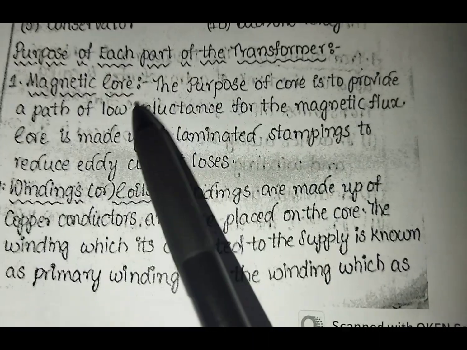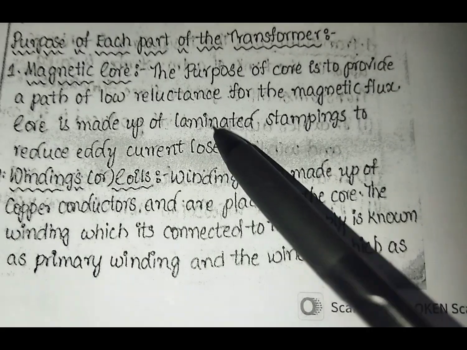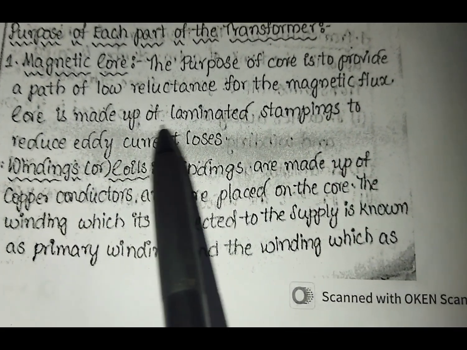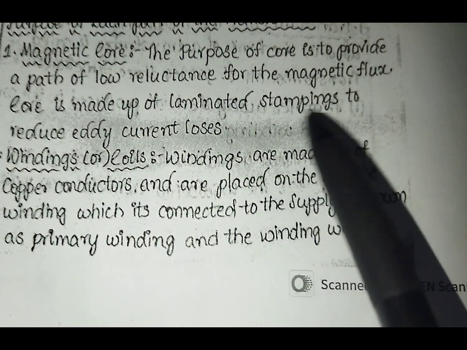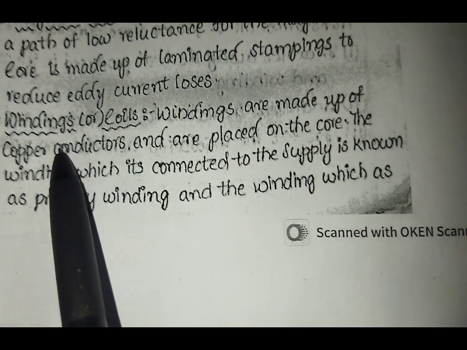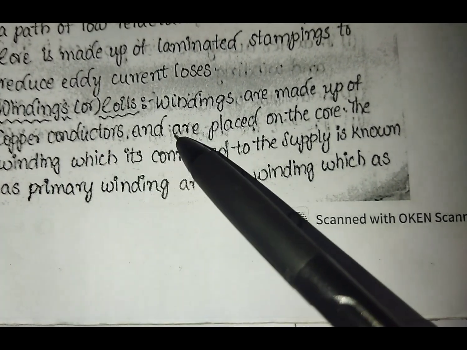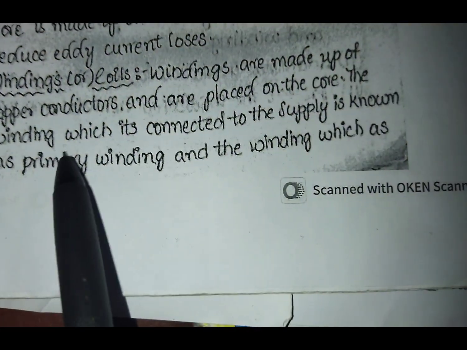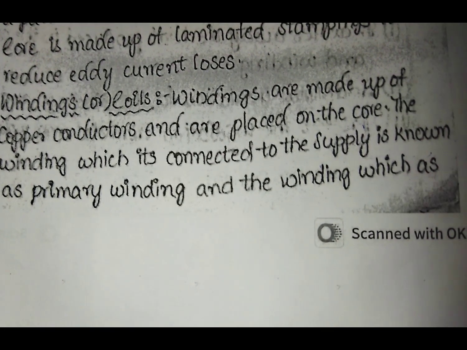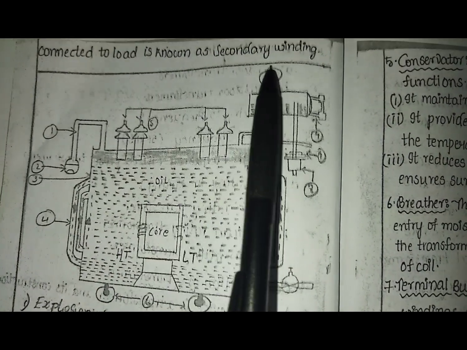Purpose of each part of the transformer: magnetic core is used for providing a low reluctance path for the magnetic flux. The core is made up of laminated stampings for reducing losses like eddy current losses. Windings or coils are made up of copper conductors and are placed on the core. The winding connected to the supply is known as the primary winding, and the winding connected to the load is known as the secondary winding.